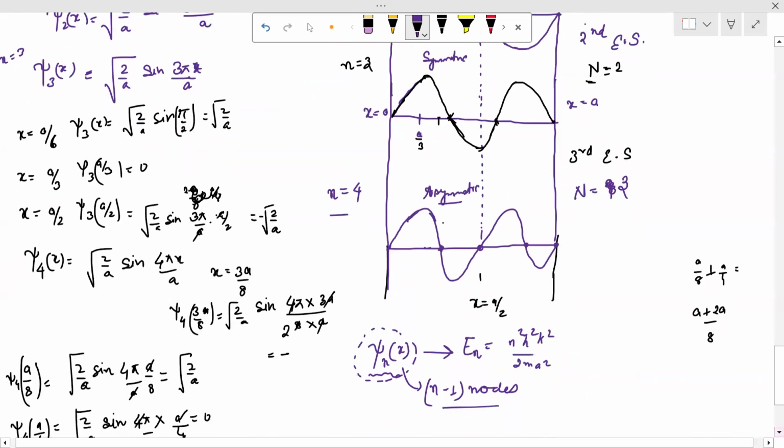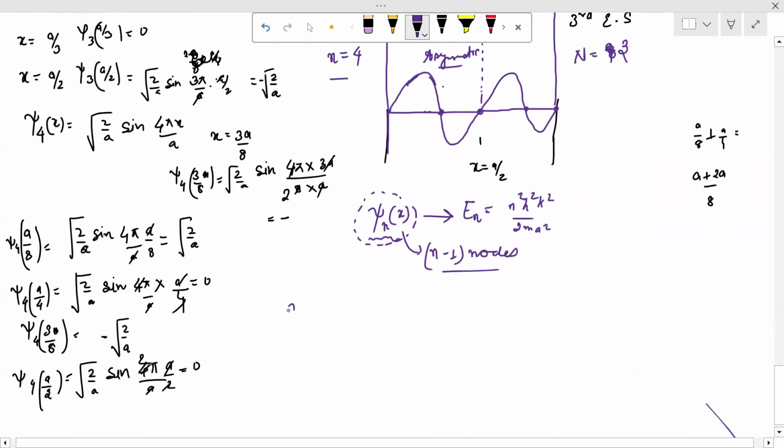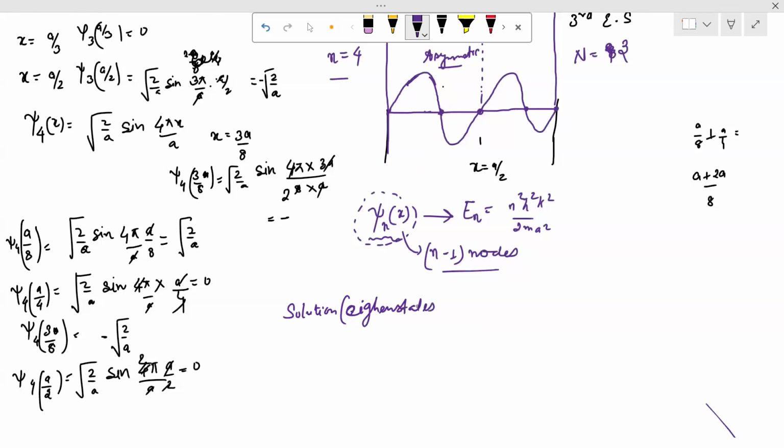I'm just writing it here, that the solutions, you can write the energy eigenstates, are alternatively symmetric and antisymmetric about x equal to a by 2, that is the midpoint.